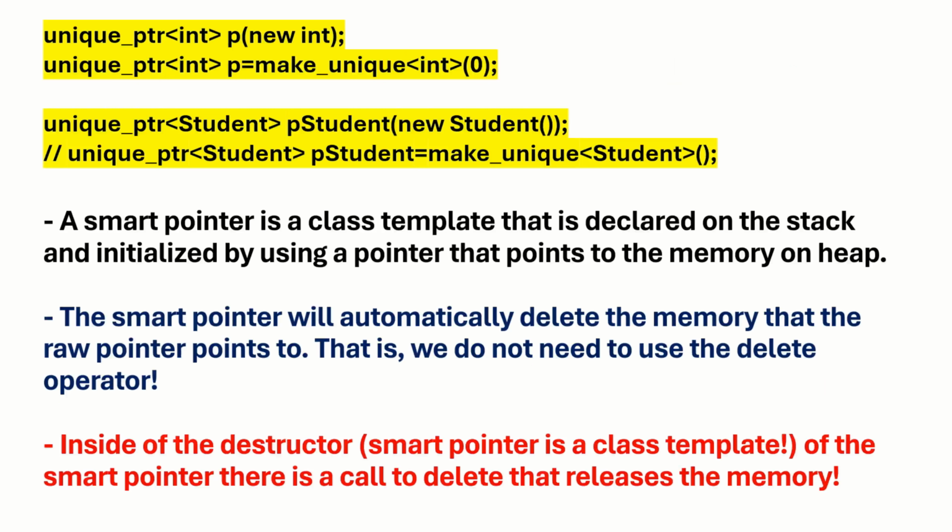So let's summarize smart pointers. A smart pointer is a class template that is declared on the stack and initialized by using a pointer that points to the memory on a heap. That is, whenever you write something like this, the memory is reserved on the heap. However, you get the ownership through this pointer p to that memory.